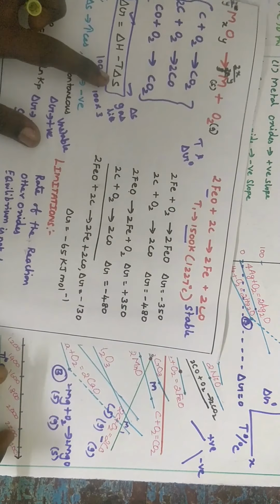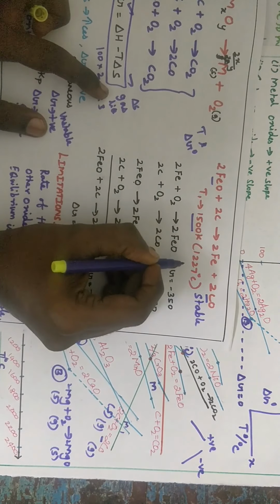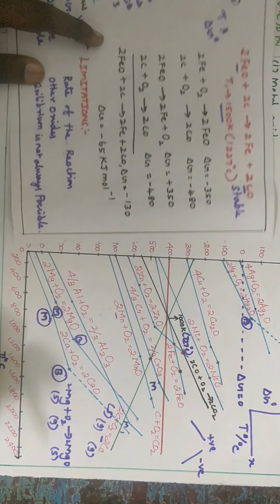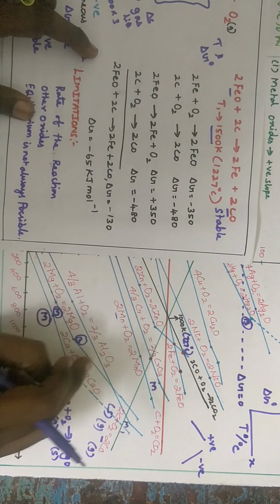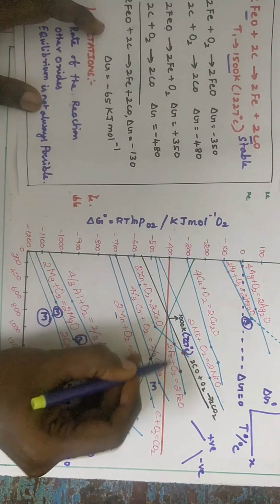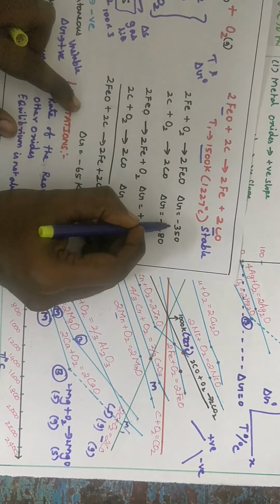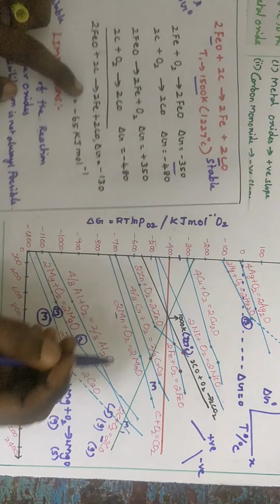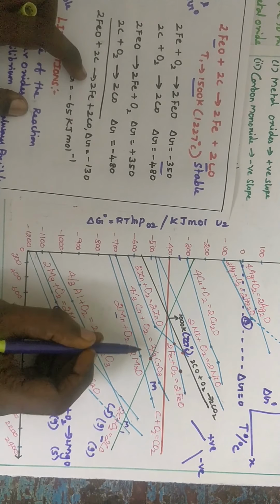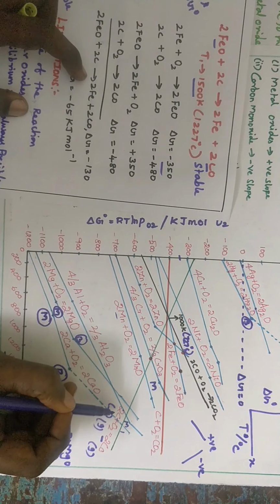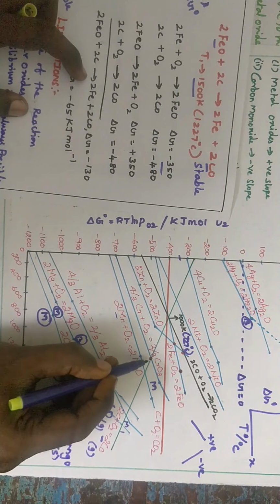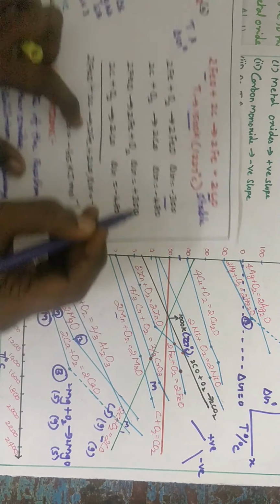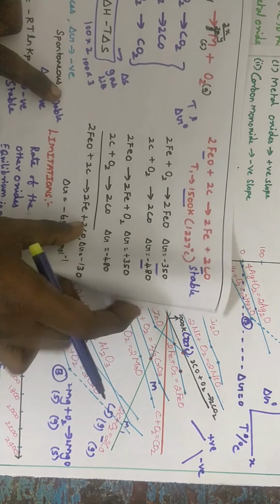Already I mentioned we made the graph in Celsius, so in Celsius that is 1227. At 1227, iron is converted into iron oxide, and the delta G naught value here is minus 350. Similarly, for carbon monoxide formation, C plus O2, at 1227 we get a value of minus 480. So delta G naught is minus 480.